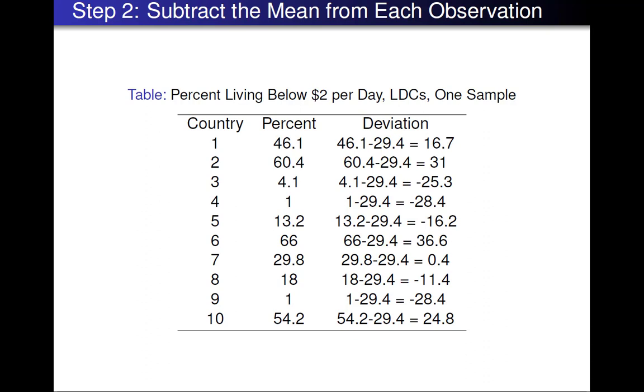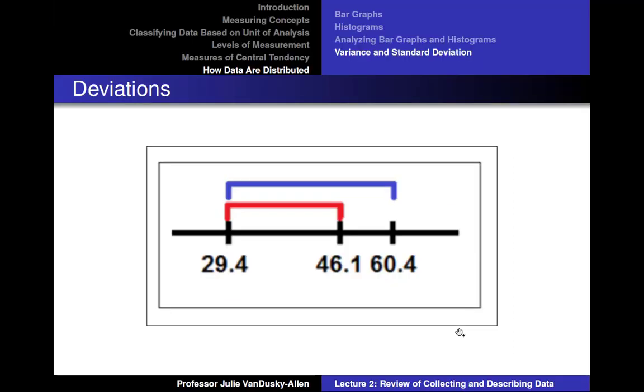Then you subtract the sample mean 29.4 from each observation. So for country 1, you calculate 46.1 minus 29.4, which equals 16.7. For country 2, you calculate 60.4 minus 29.4, which equals 31. And you continue this process for each observation. Note that all we are doing is calculating how far each individual observation deviates from the mean of 29.4.